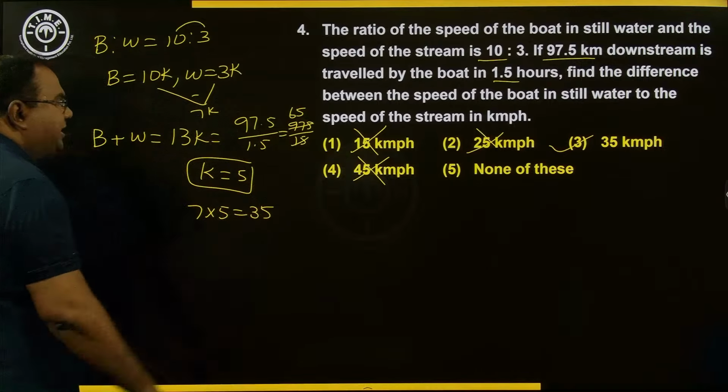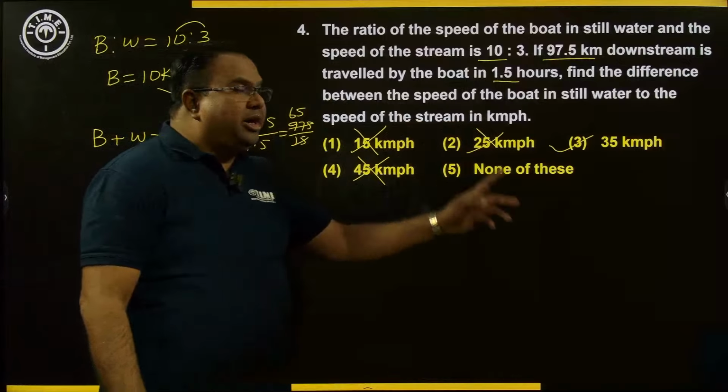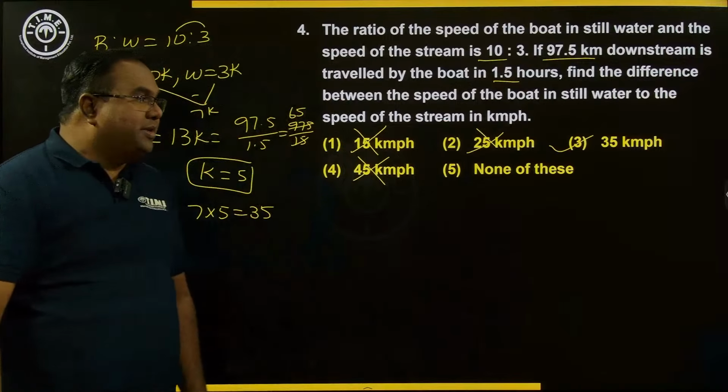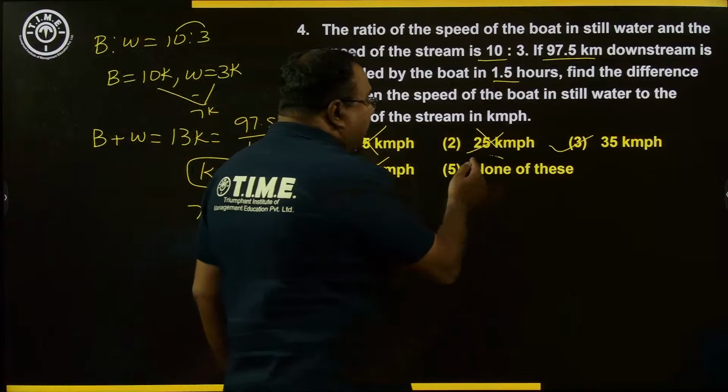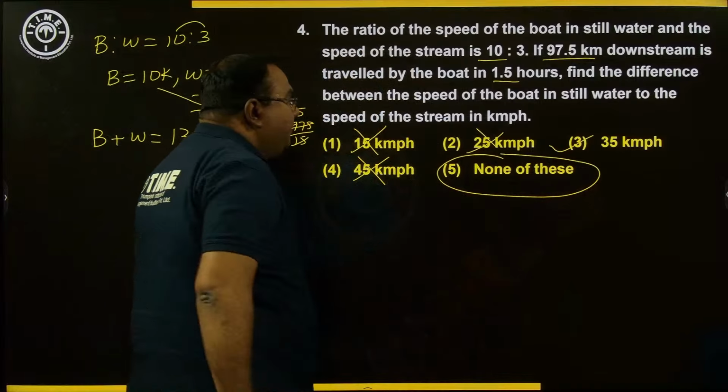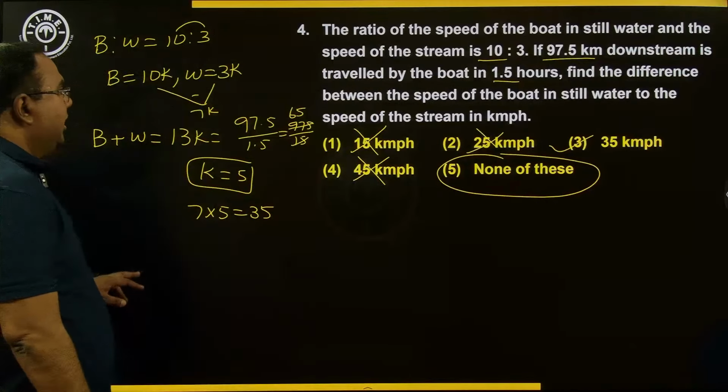In case I want to take a chance, I can say it has to be a multiple of 7. There is only one option with multiple of 7. But you have to be careful. There is an option called none of these. You have to be a little careful. Right? Let's move it.